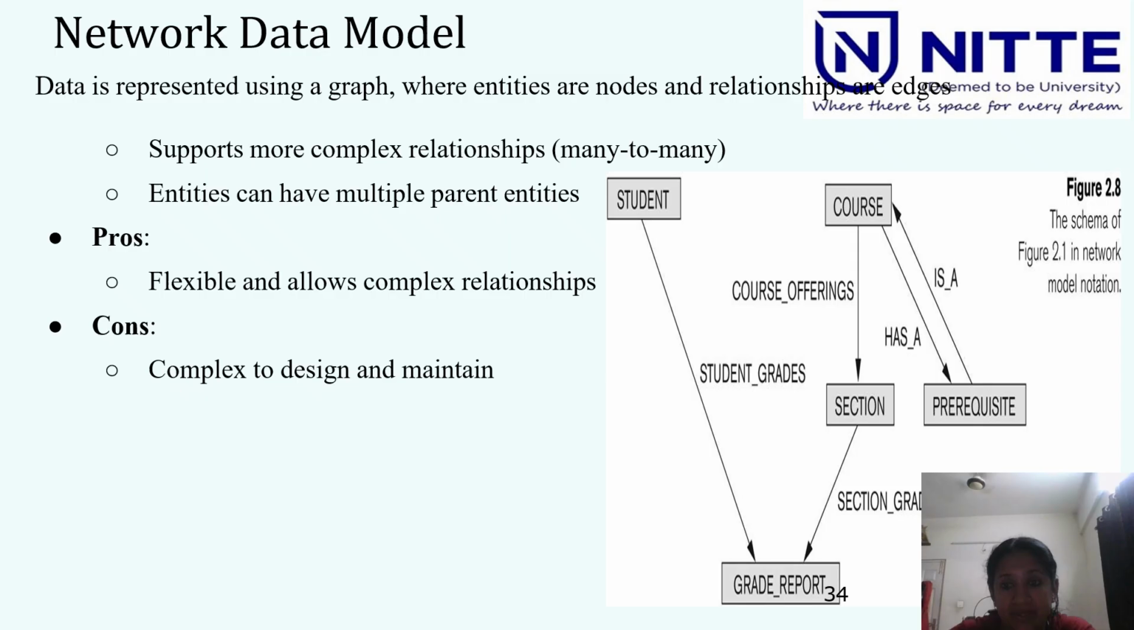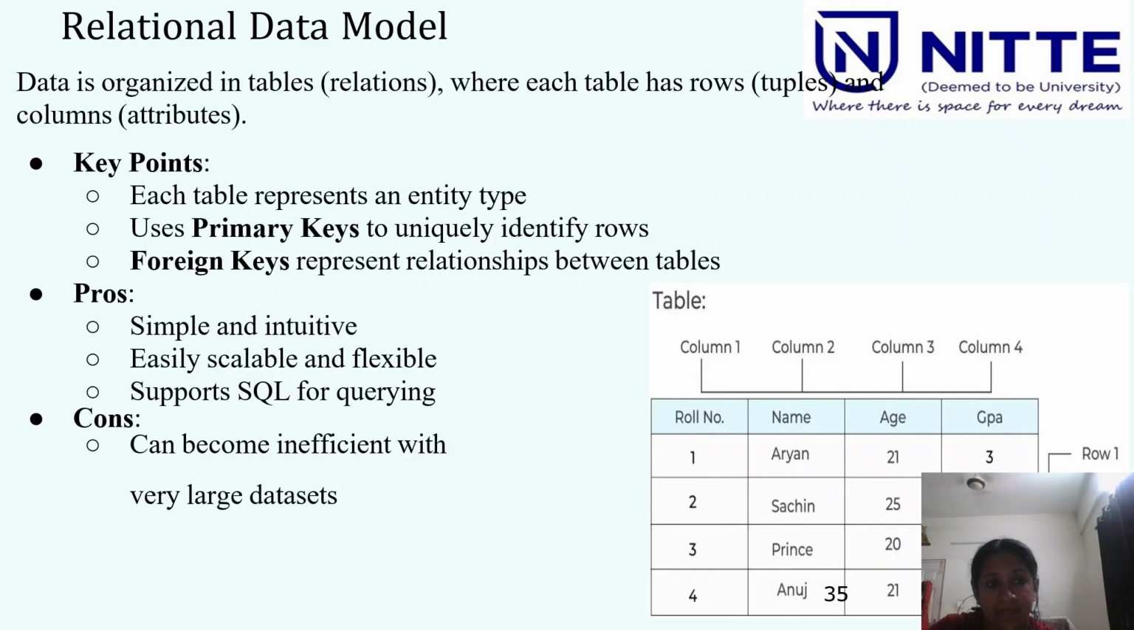When it comes to the network data model, data is represented using a graph where entities are nodes and relationships are edges, supporting more complex many-to-many relationships. In the relational data model, data is organized in tables, different relations, where each table has rows and columns, tuples and attributes. Each table represents an entity type, and uses primary keys to uniquely identify the rows. A foreign key represents the relationship between the tables.